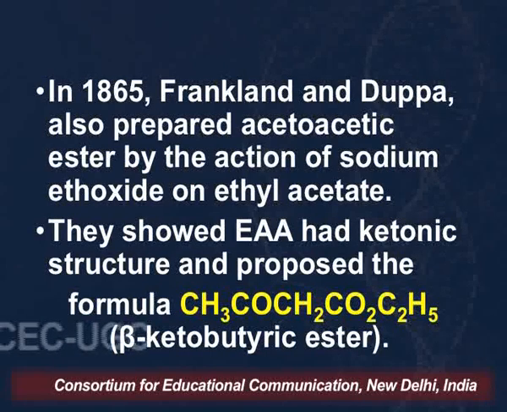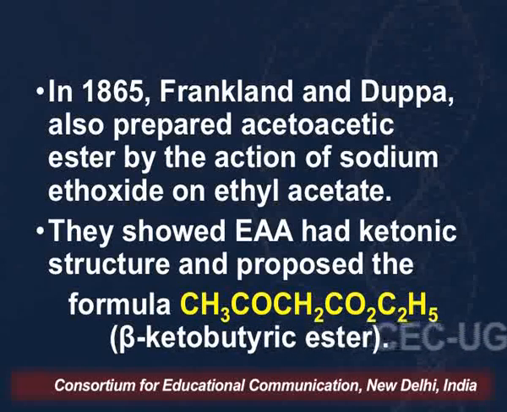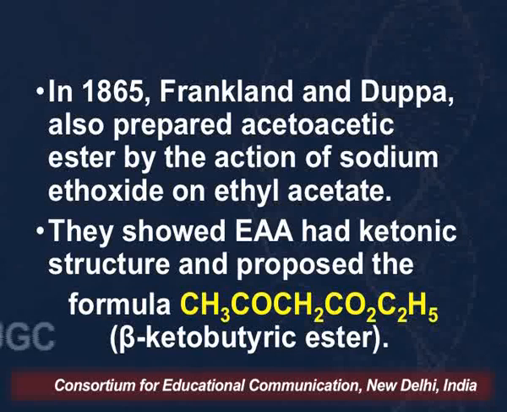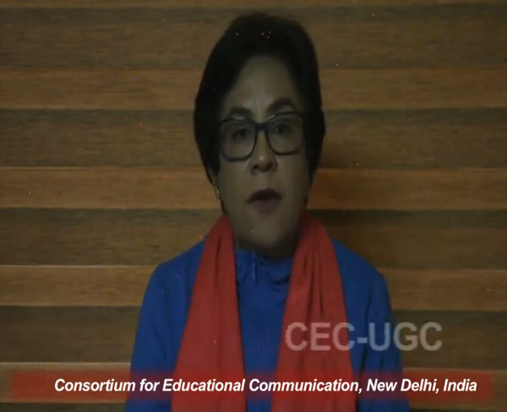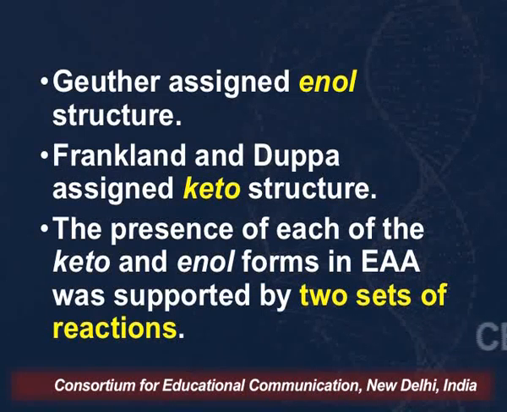They showed that ethyl acetoacetate had a ketonic structure and proposed the formula CH3COCH2COOC2H5. That is, this molecule had a ketonic group, and they named it beta keto butyric acid. Now, Geuther had assigned ethyl acetoacetate the enol structure, whereas Frankland and Duppa assigned the same molecule the keto structure.